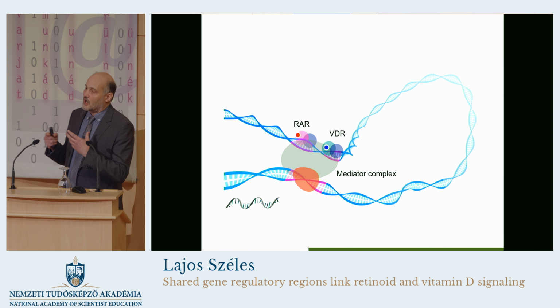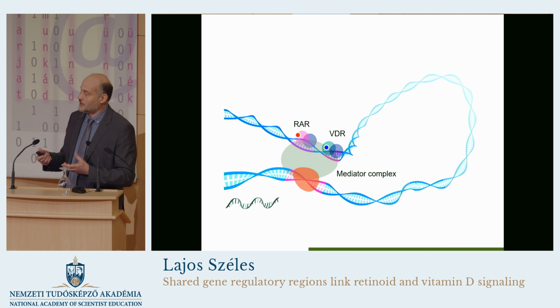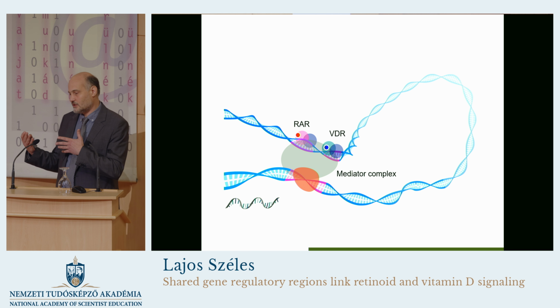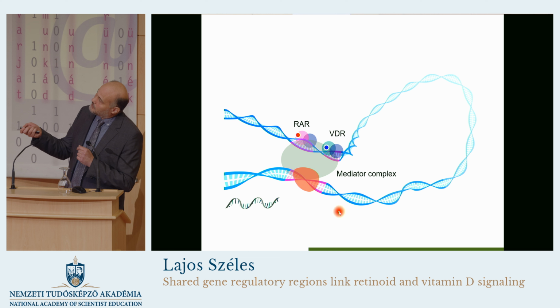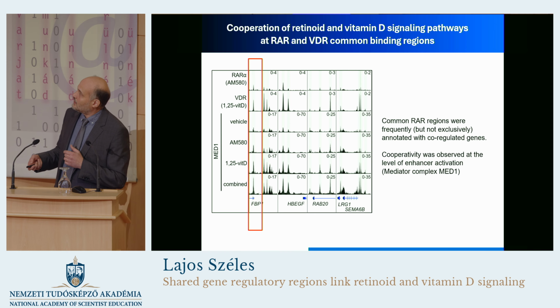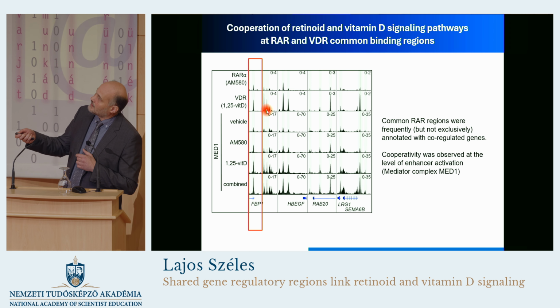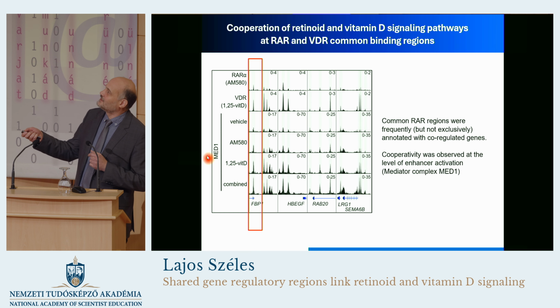Previously I mentioned that it was not clear how the two receptors can cooperate, how they can work together. Our candidate was the mediator complex, which can be considered as an indicator of the activity of the regulatory region, because it's a very important activator of the polymerase complex. So we investigated the level of the mediator complex in these regions. Here you can see the co-binding of the two receptors, retinoic acid receptor and vitamin D receptor. The peaks indicate the presence of the proteins, and here you can see the level of mediator complex, MED1.